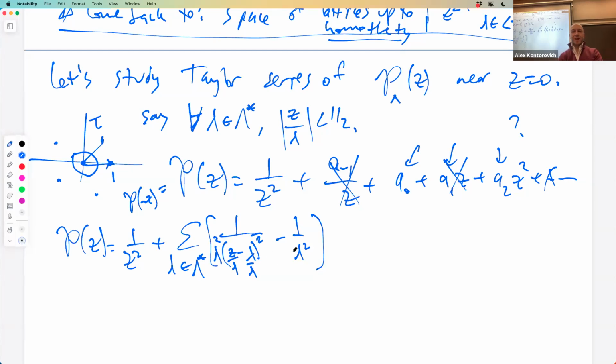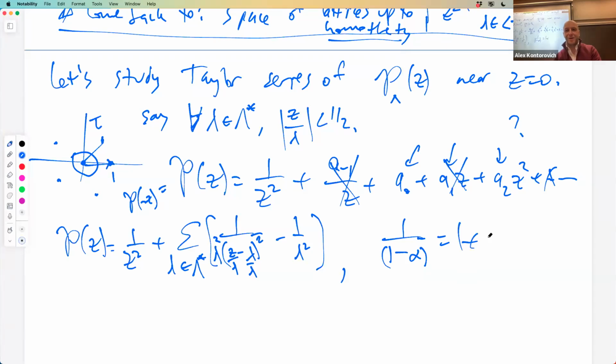Okay, so in fact, the 1 over lambda squared can be pulled out of everything. So we will need to know what the series 1 over (1 minus alpha) squared is, where alpha is less than a half in absolute value. You see that this is 1 minus alpha, where alpha is Z over lambda. So wait a second, I know what this series is. If I just have 1 over 1 minus alpha, what's the Taylor expansion of that?